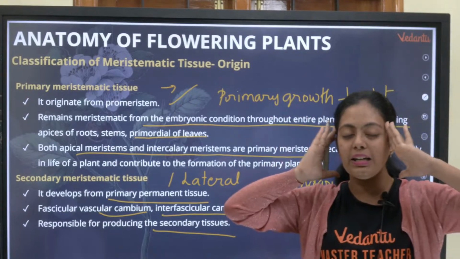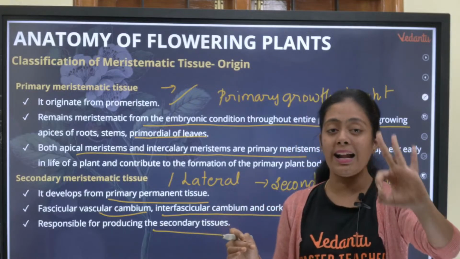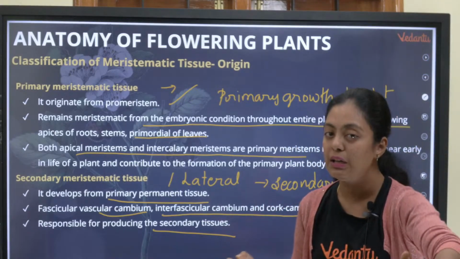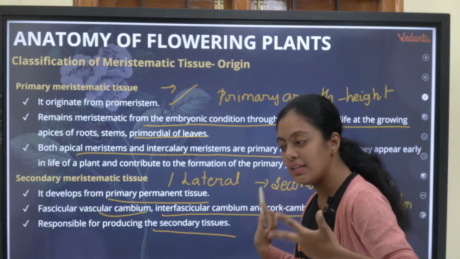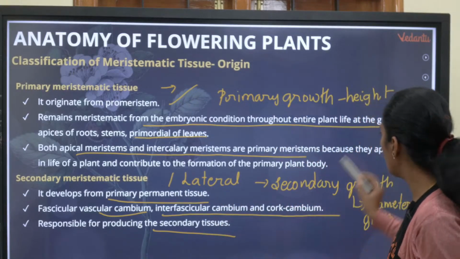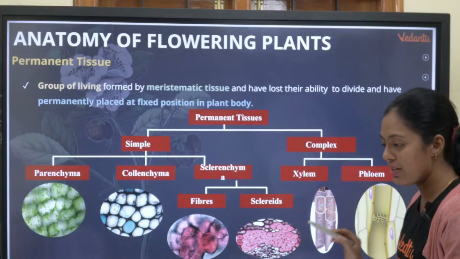Understand this one point clearly. There are three types of lateral meristems: cork cambium, fascicular cambium and interfascicular cambium. I'll tell you what these are when I do the anatomy part. Okay, clear? Can we go on? Can I get a victory sign in the chat section?